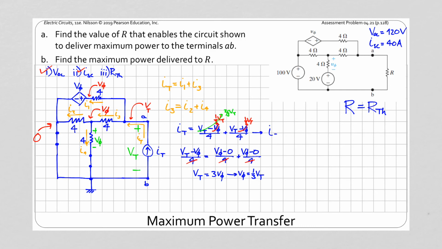So here I end up with Vt equals 1/3 Vt, and my Thevenin equivalent resistance is the test voltage divided by the test current, which comes out to be 3 ohms. And that 3 ohms is consistent with 120 volts divided by 40 amps as well, so we can check and make sure that we did everything correctly.